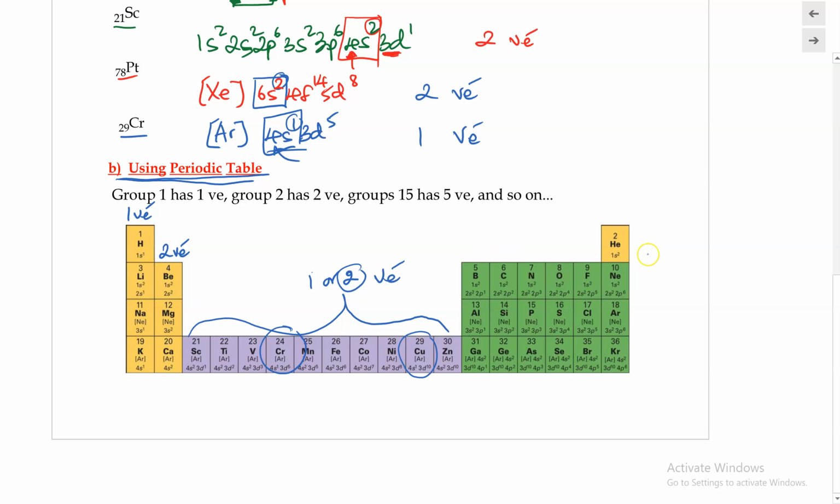And moving on to group 13, it has 3 valence electrons, group 14, 4 valence electrons, group 15, 5 valence electrons, group 16, 6 valence electrons, group 17, 7 valence electrons, and group 18, 8 valence electrons. So there you go. All of the elements in the same group have the same number of valence electrons. This is why they behave chemically similar to each other.